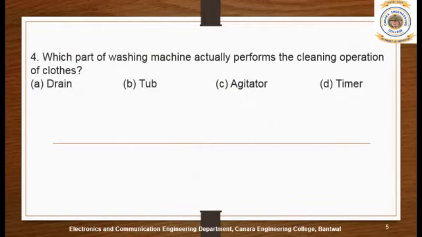Then, which part of the washing machine actually performs the cleaning operation of the clothes? The tub is used to collect the clothes along with the water and the detergent. The drain is used for draining out the wastewater we get after cleaning the clothes. The timer is used to set a particular time for washing and draining of clothes. And the agitator is the unit which helps us perform the washing process in the washing machine.